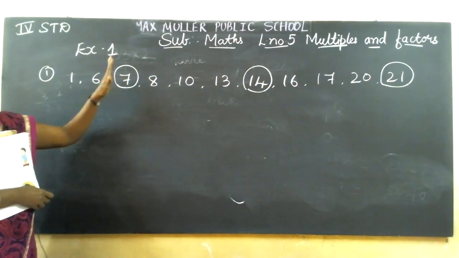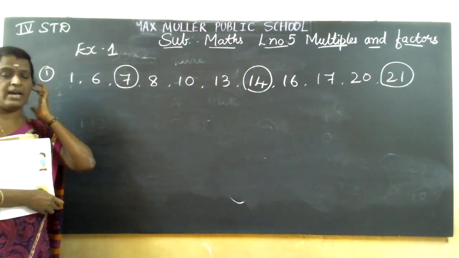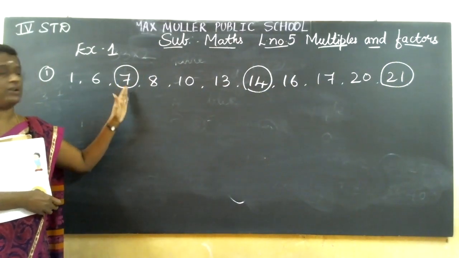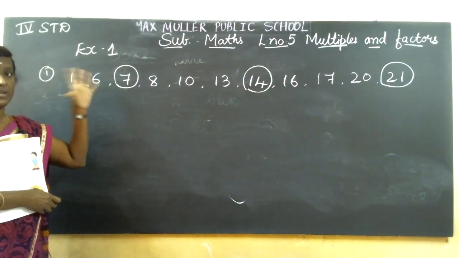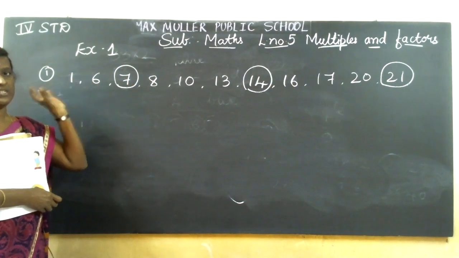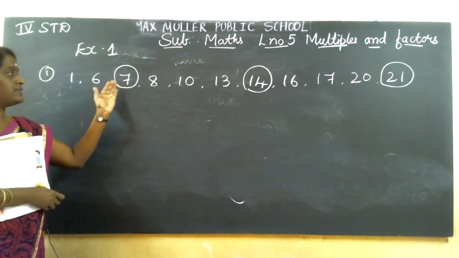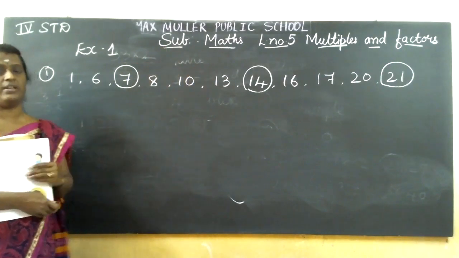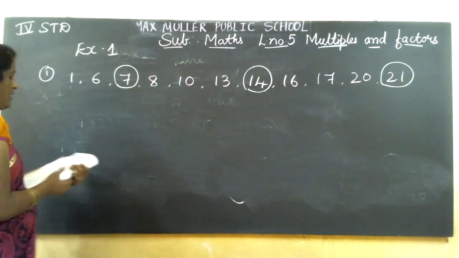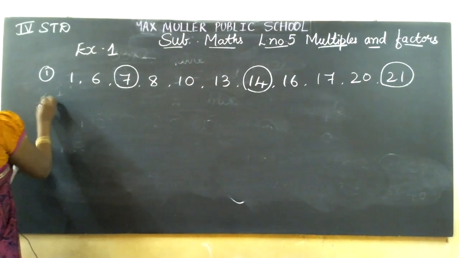The answers in the tables we call multiples. So circle all the multiples of 7. Multiples means the table answers. You should circle them: 7 ones are 7, 7 twos are 14, 7 threes are 21. That we call multiples of 7. Second one.